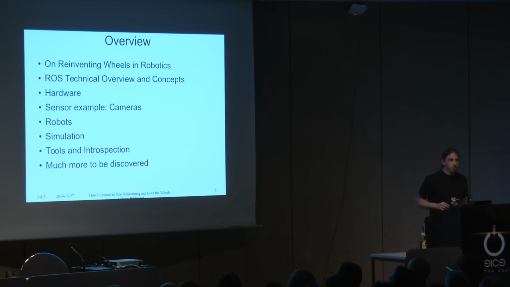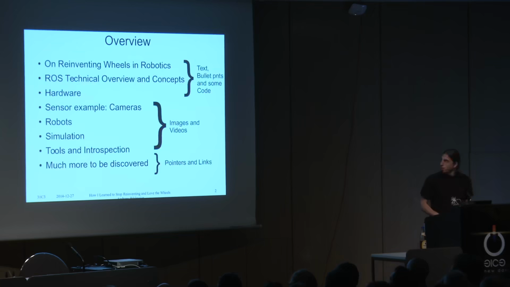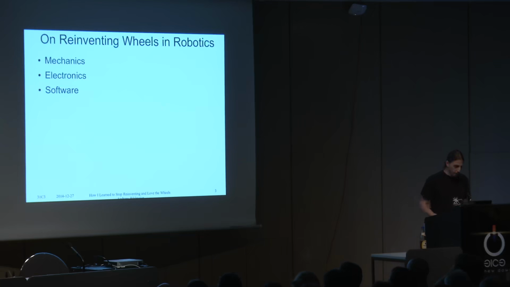And the last part will be about some tools that you might be missing from your custom implemented middleware that are really great to have, and you can have them if you use ROS. So first some text deserts, then some images and funny videos, and at the end some hyperlinks.